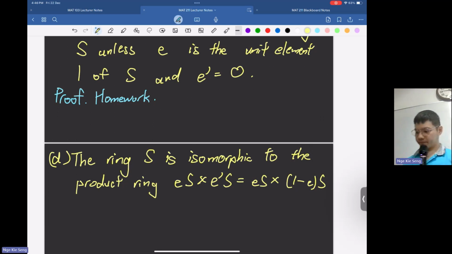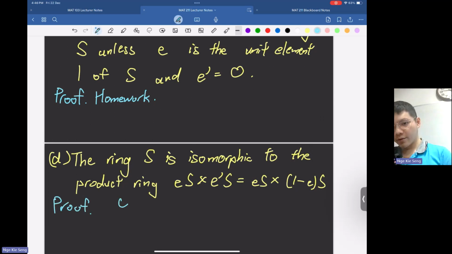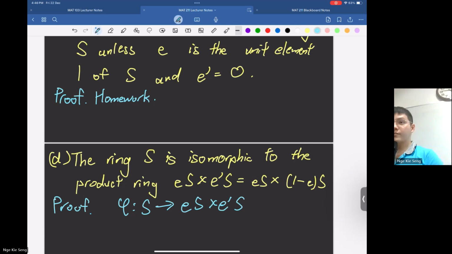Okay. So I say isomorphism here, right? So that means I need to create the isomorphism for you. So can you think about what's the isomorphism I can take here? Where should I send the element x to?